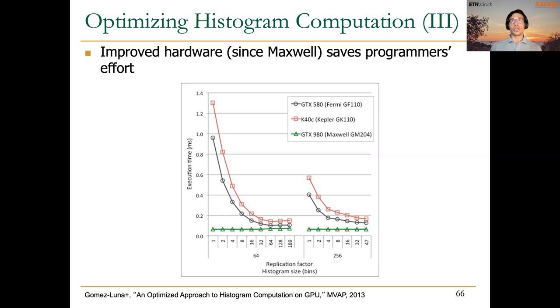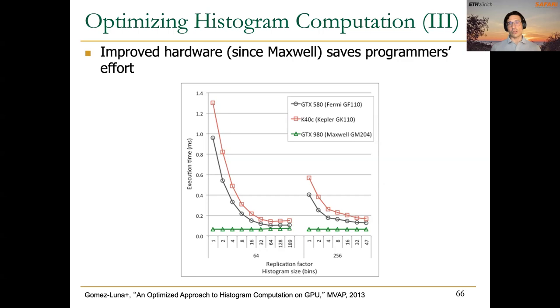As you see, in Maxwell, represented by this green line, there is essentially no change in the performance, regardless of whether we use one sub-histogram in shared memory or 47 sub-histograms in shared memory. Pretty interesting that the execution time remains completely flat or almost completely flat, because now we have hardware support that efficiently executes the atomic operations in shared memory.